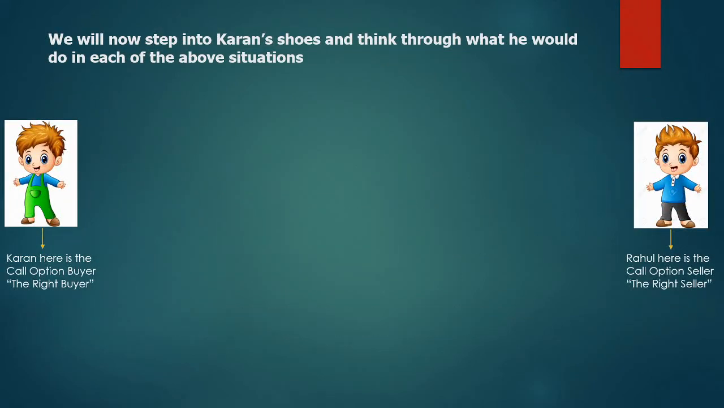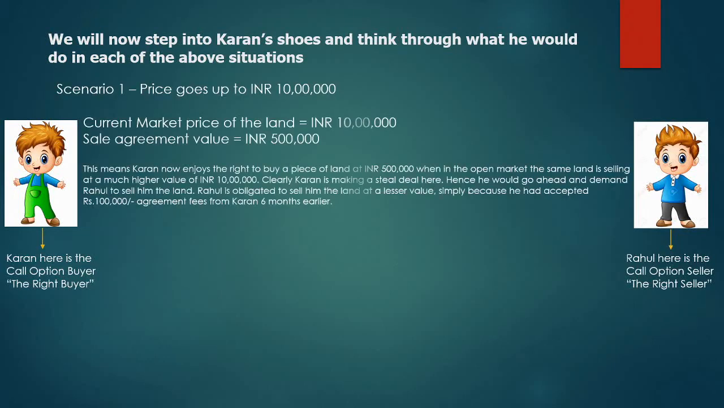Now we will step into the shoes of Karan and think about what he will do in each scenario. Scenario 1, where the price shoots up to 10 lakh. Current market value is 10 lakh. Sale agreement value is 5 lakh. This means Karan enjoys the right to purchase the land at rupees 5 lakh, whereas in the open market the land is being sold at rupees 10 lakh.